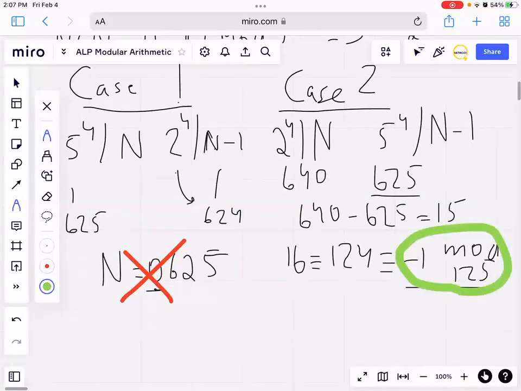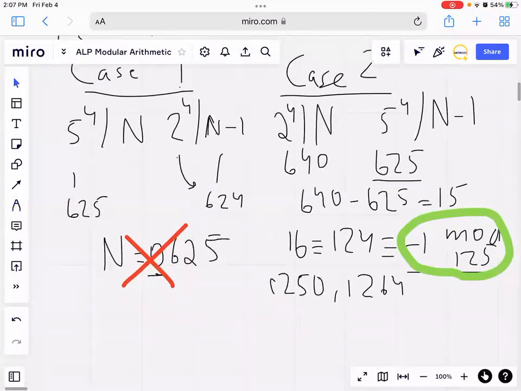So if we go to the next power, 625 times 2 is 1250. The next multiple of 16 is going to be 15 minus 1, which is 14 higher, so 1264. But there's still a 14 difference between the two. So we need our n minus 1 to be just 625 times 15, so that we get a difference of 1.